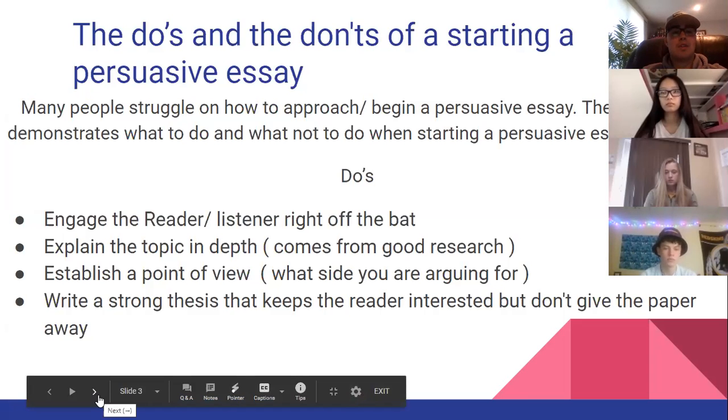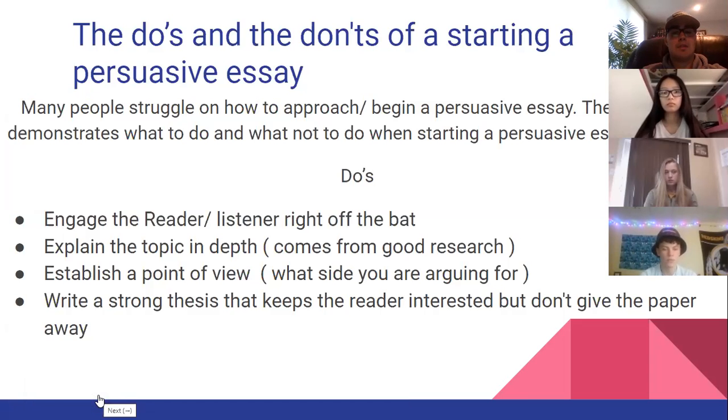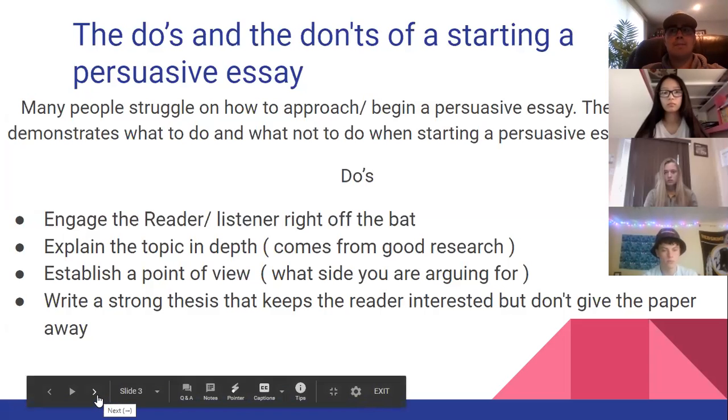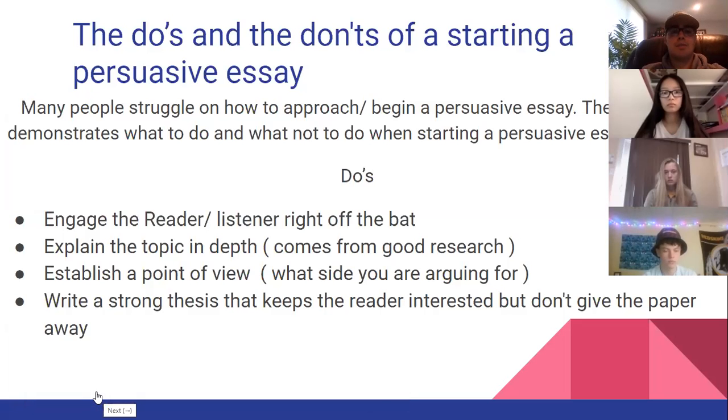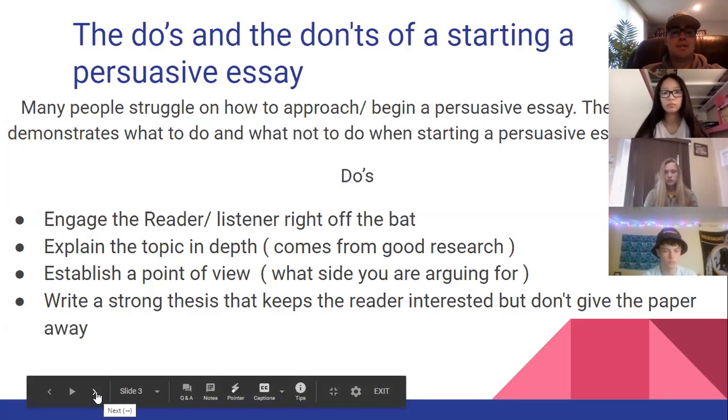You want to write a strong thesis that keeps the reader interested, but don't give the paper away right away. Your thesis is towards the end of your introduction. You want something strong that's going to keep the reader listening and what they're arguing for, but don't give it right away because if you do, then it'll make the paper boring.